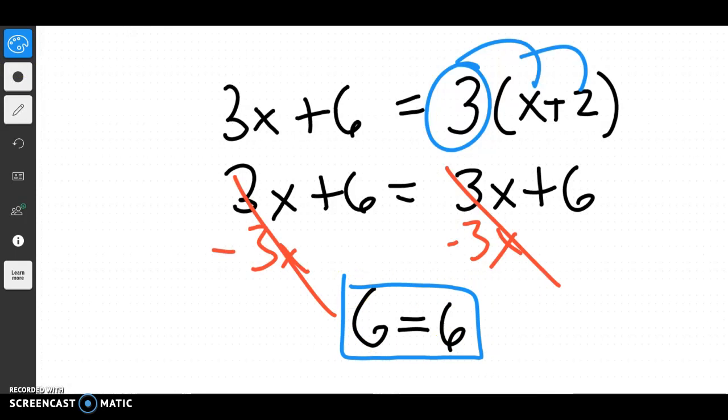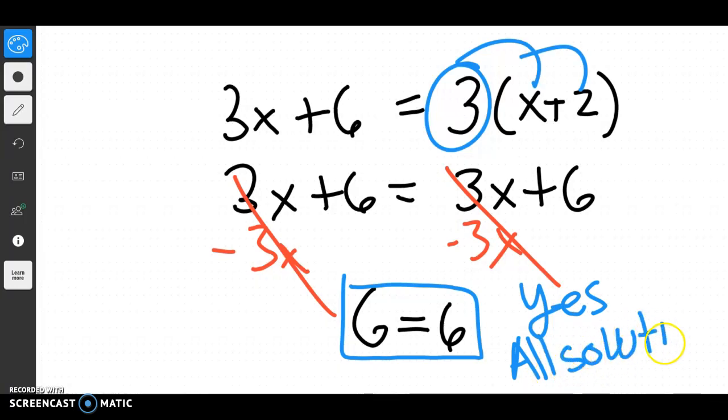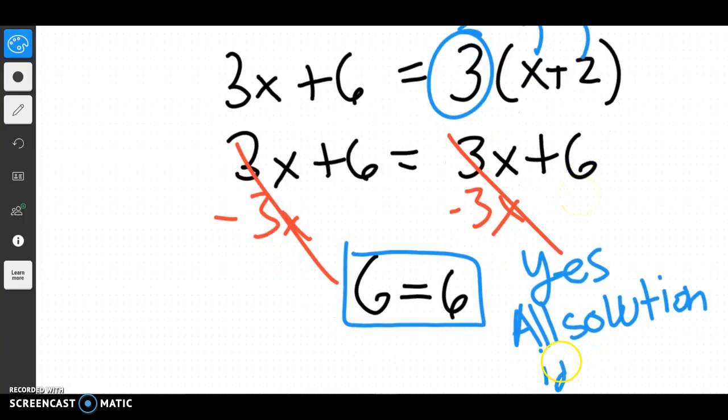And I ask myself, is that true? Is 6 equal to 6? And your answer should be yes. So we say that this is all solutions, or that the solution is itself, for the identity. Like it is itself. It is identical.